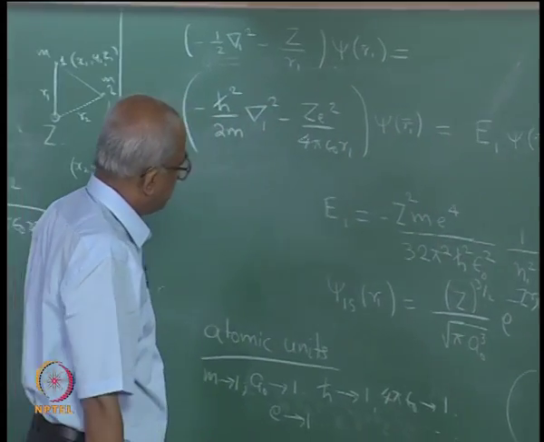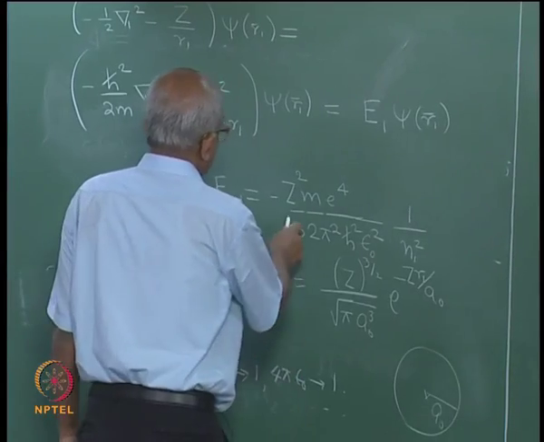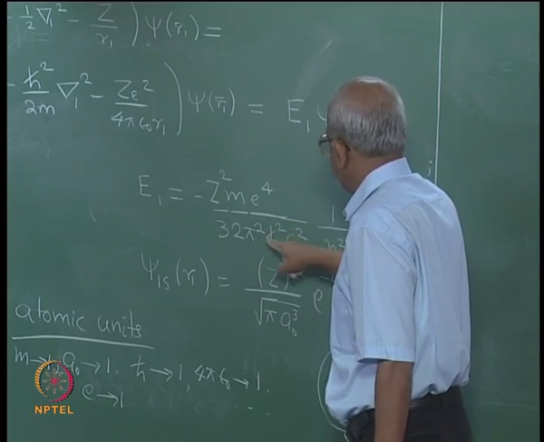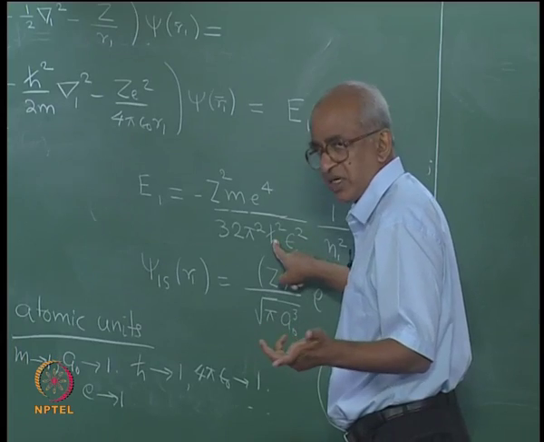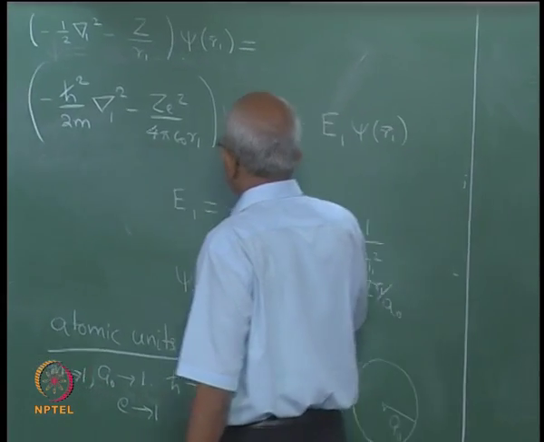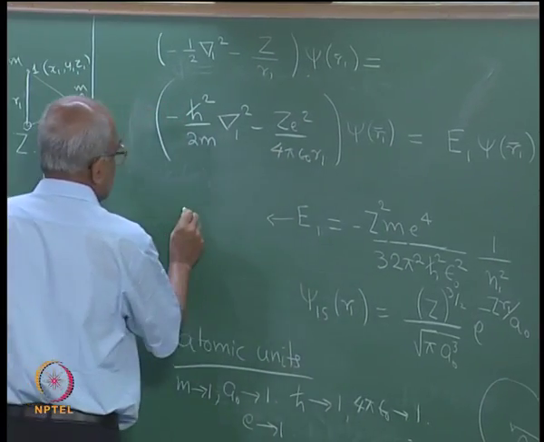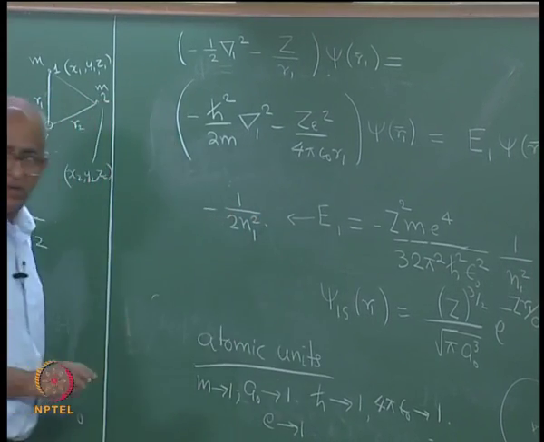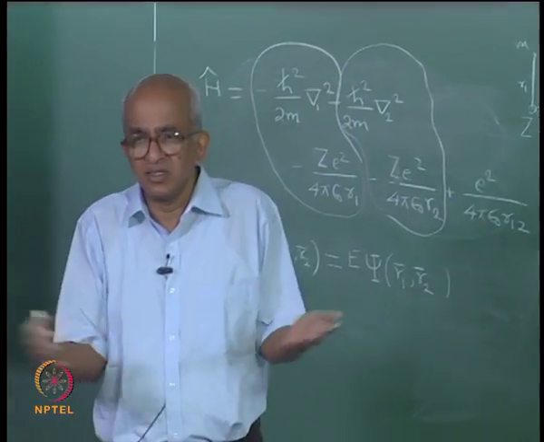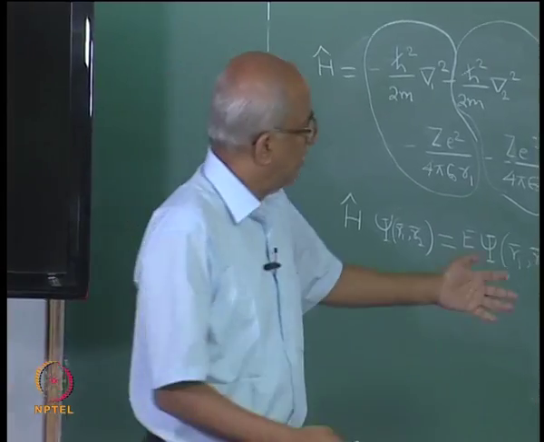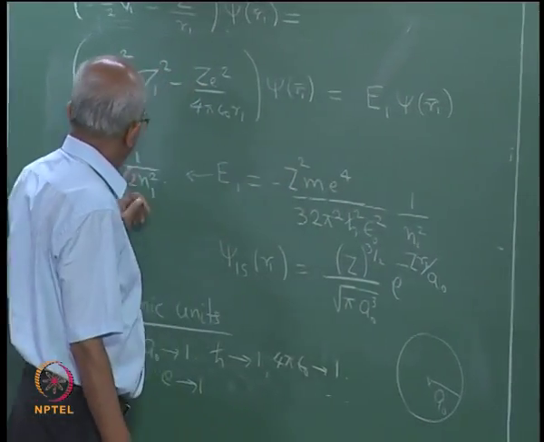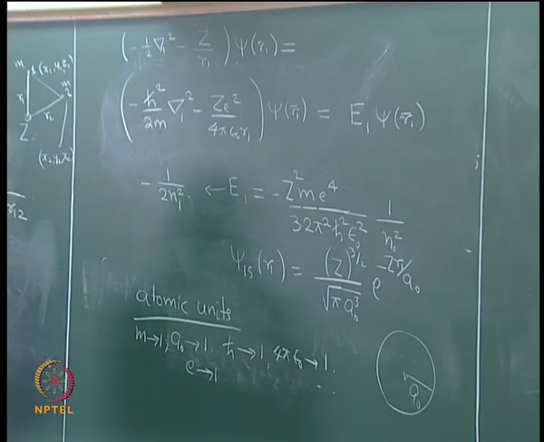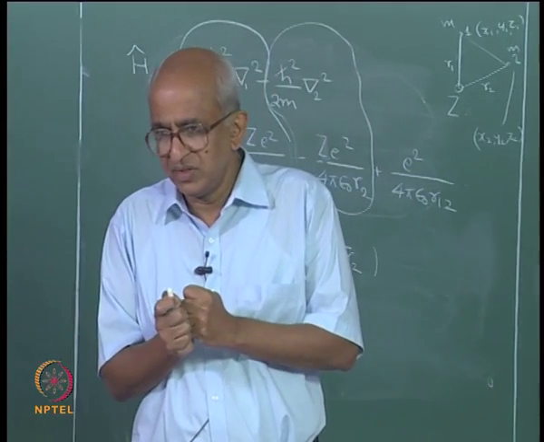What will be the expression for E1? That also we can simplify, because M is 1, E is 1, 4 pi epsilon 0 is 1, H cross is 1. So, if you did all that, this E1 will get transformed. You can easily verify this, it will become simply minus 1 by 2 n square or n1 square. So, again in this system of units, you see energy has a very simple appearance. All these constants we can get rid of, and you will say, okay, it is actually minus 1 by 2 n1 square is the expression for the allowed energy levels of the system, and this is in atomic units, right.